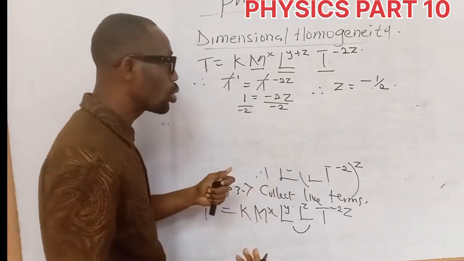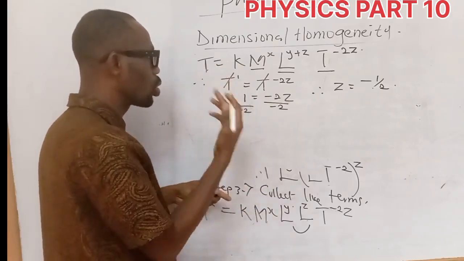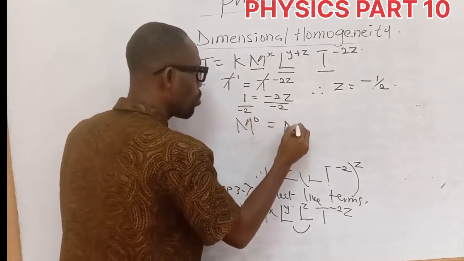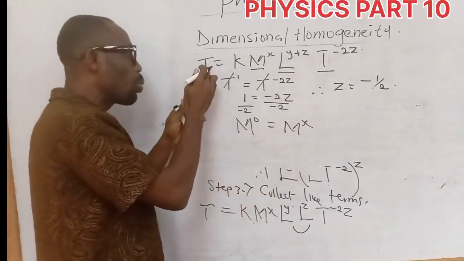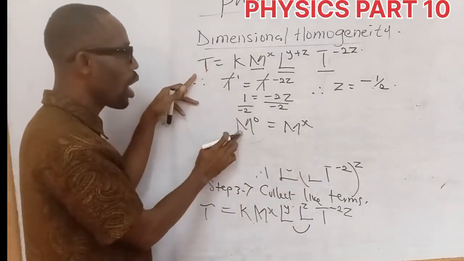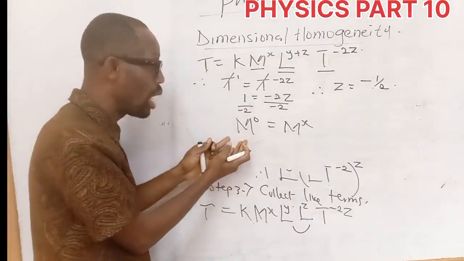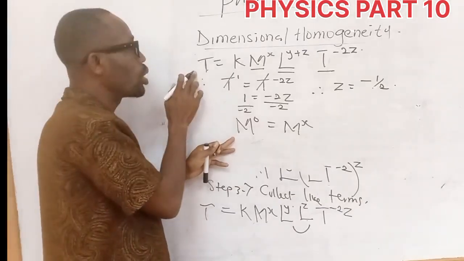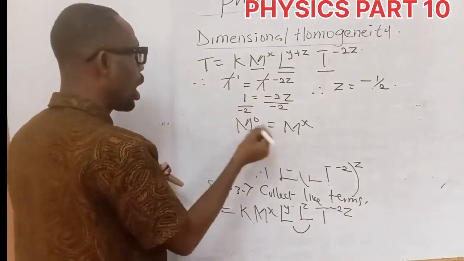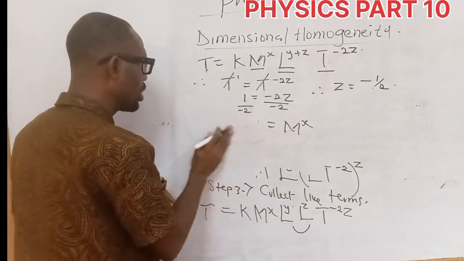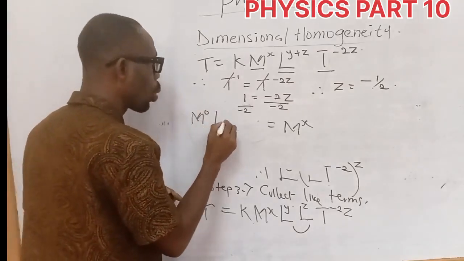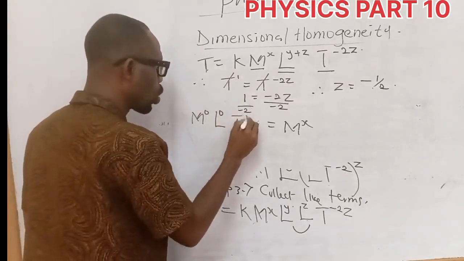And I told you that anything raised to the power 0 is 1. So let's go. M raised to the power 0 will be equal to M raised to the power X, because since there's no M here, we have to bring in an invisible M and raise it to the power of 0, which means 1 times this t will always be t. Look at what I just did: M raised to power 0, then L raised to power what? 0, and t raised to power 1.